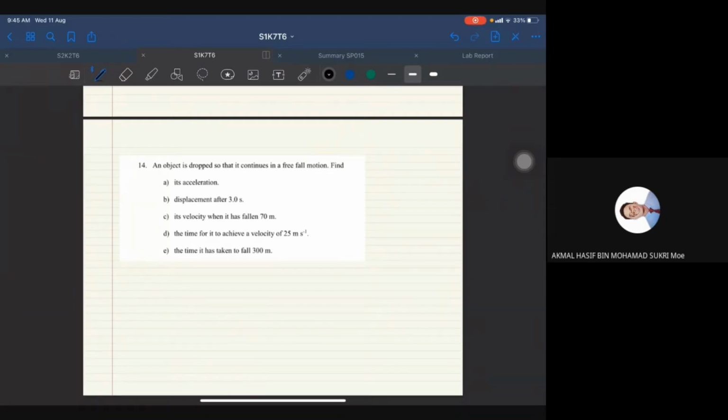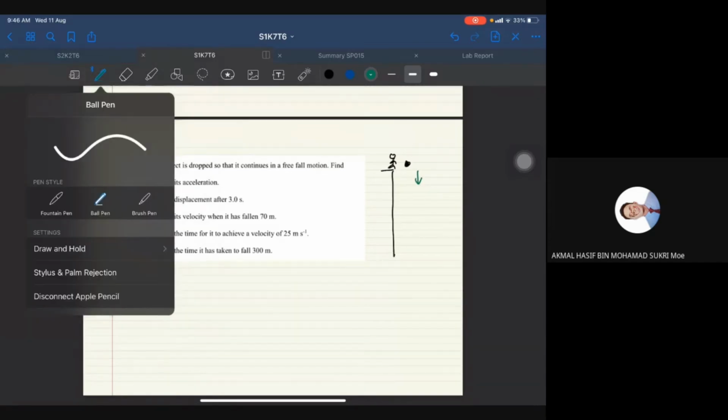So I assume the height is very high. Let's say there is a person standing on the edge of a building, and it releases an object. Let's say the object falls down. Okay, now what information do we have?